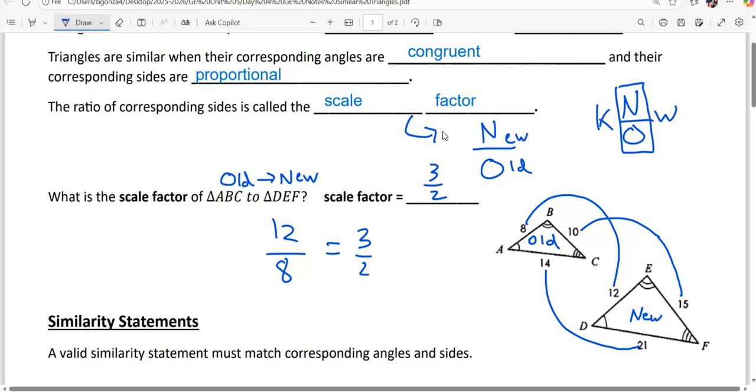But here's the problem. Some people are going to put 2 over 3 because they got it upside down, because they didn't do new over old. So how do you know the answer? New over old, right?